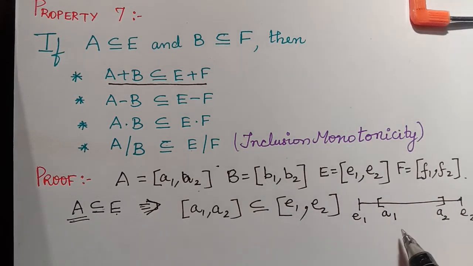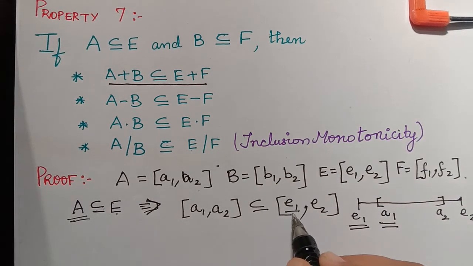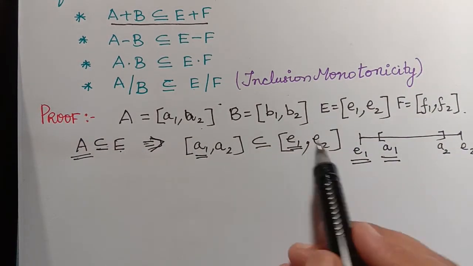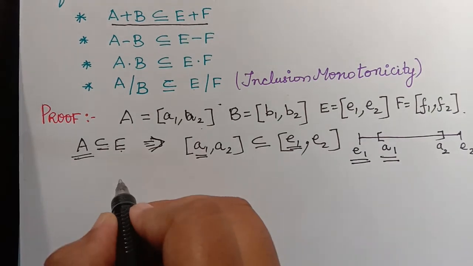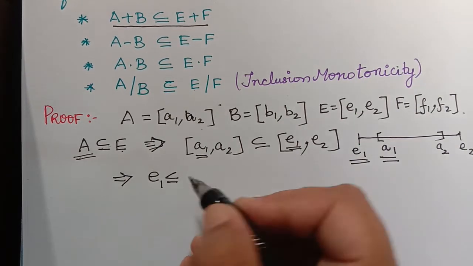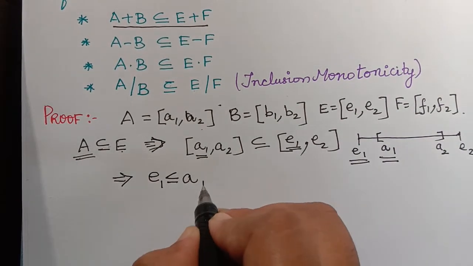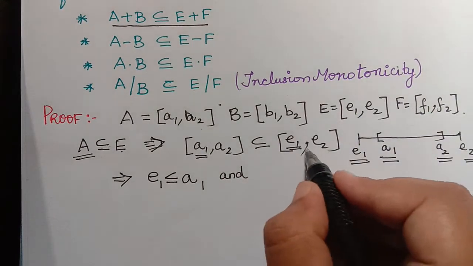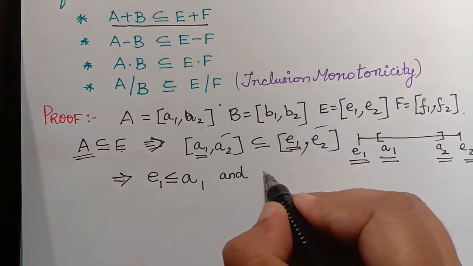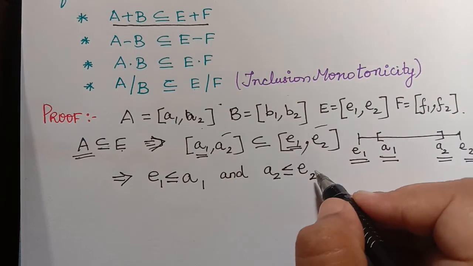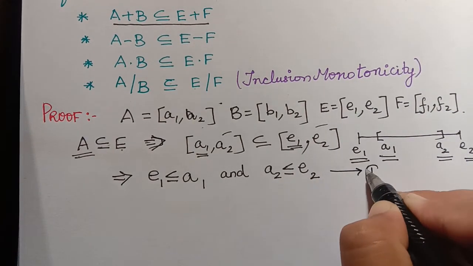So from this, what do we observe? We observe that E1 is lesser than A1, because this is a subset of this set. So it implies that E1 is lesser than, or sometimes equal to, A1, and it also implies that A2 is lesser than or equal to E2. Now let us mark this as equation 1.